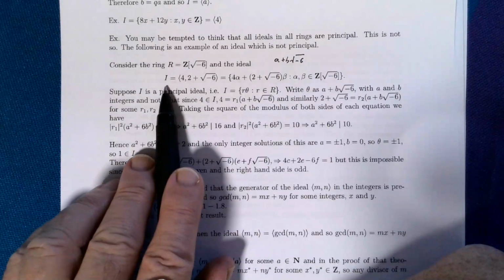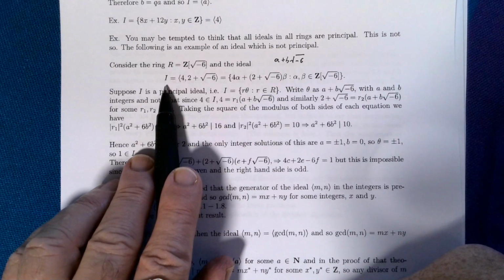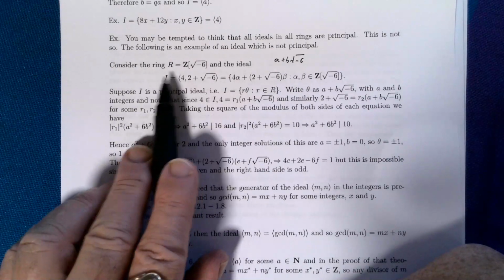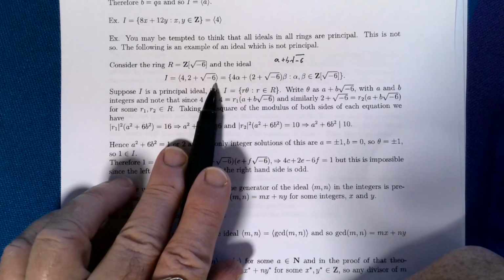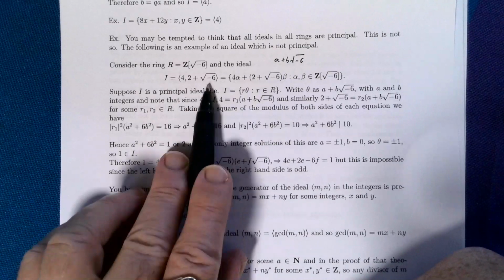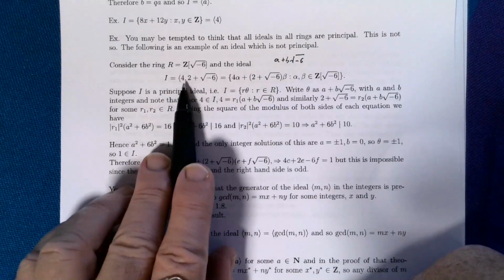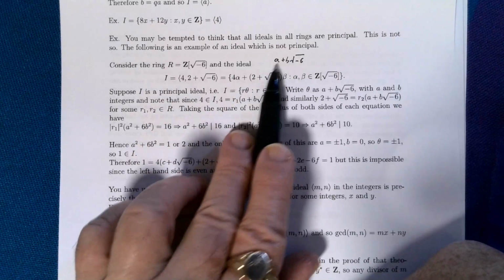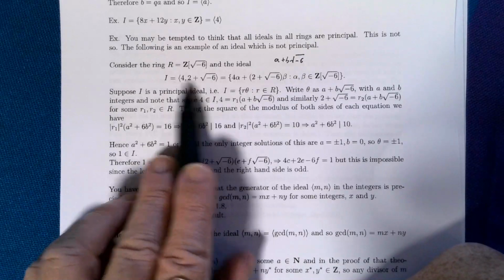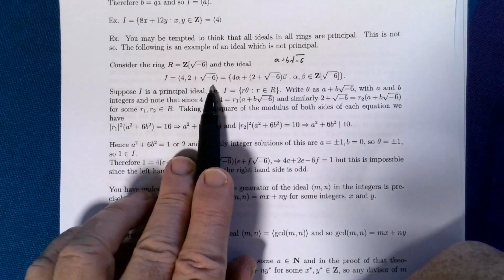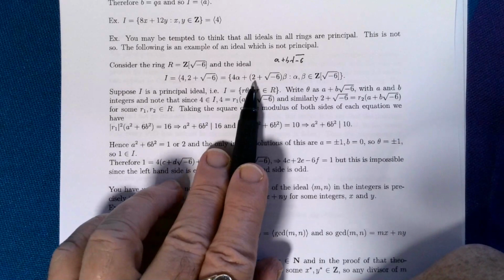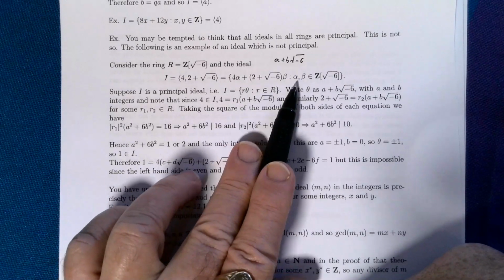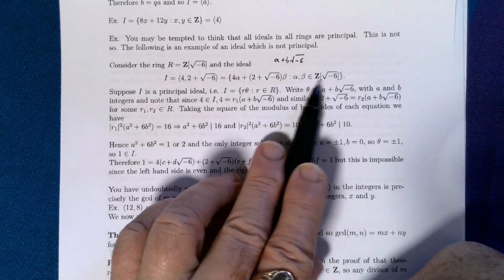I'm going to take the ideal which is generated by the number 4 and 2 plus root minus 6. So 2 plus root minus 6 is in this ring, and 4 is in the ring, where I put b to be 0 and a is 4. I take these two elements and I take the ideal generated by these two. What that means is it's all things of the form 4 alpha plus 2 plus root minus 6 beta, where alpha and beta are in Z root minus 6.